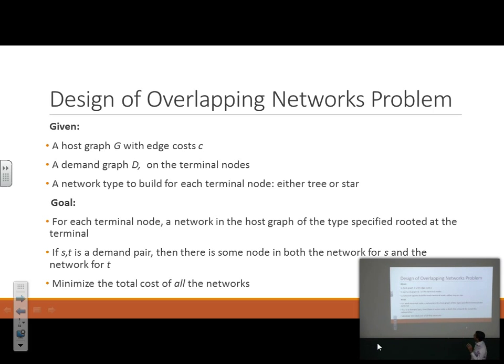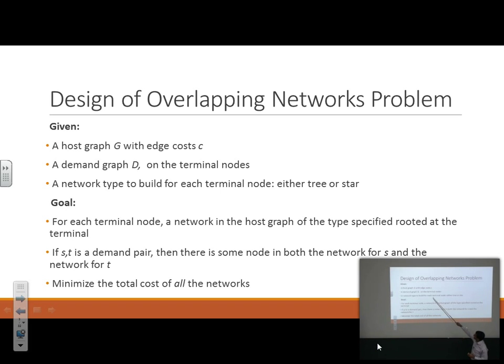And for now, I'm going to assume that the networks that each terminal builds is either a tree network or a star network, okay? You should think of these as virtual private networks built by these autonomous systems, whatever. Now, what is the goal? For any terminal node, the network it builds must be rooted at that terminal node, right? That's why it's that terminal's network.